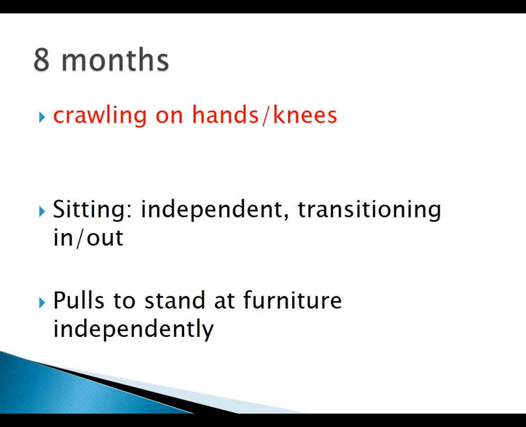So around 8 months, they should be crawling on their hands and knees, and this is different than commando crawling. Commando crawling is, there could be intermittent lifting of the tummy off of the surface, but it's usually their tummy is on the surface and they're still performing that commando crawl, and it should start to look like a hands and knees quadruped crawl. Should be able to go in and out of sitting. Pull to stand can start at around 8 months, at furniture.